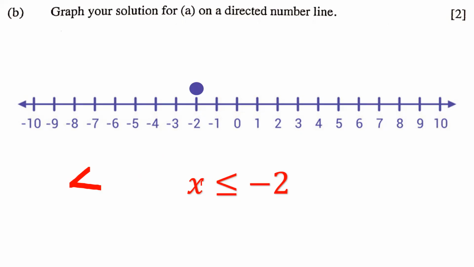Now, where do we have numbers that are less than negative 2? Well, it's going to be to the left, because the numbers on this side are greater than negative 2. And so we're going to put our arrow this way. And so that's the solution set for our inequality. So this is how we graph our solution on the number line.